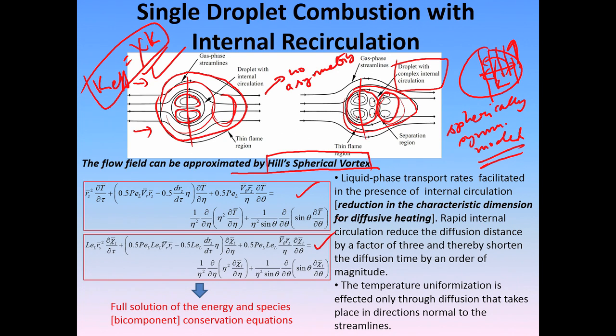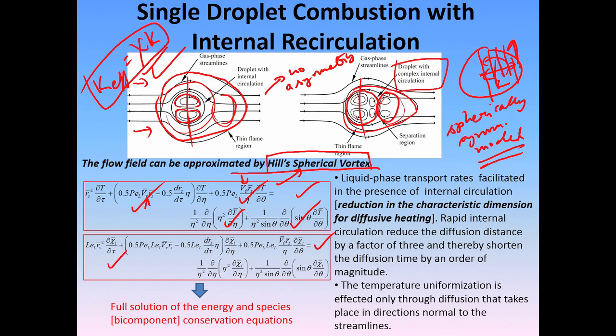Once again, you have seen these two equations earlier. This is basically the heat transport equation, this is basically the species. If it is a bicomponent droplet, that means a fuel and some other component, you have to write it for that fuel component over here, that we did already earlier. You can see that these two are basically the convective derivative, these two are the corresponding diffusion terms, and this Vr and V theta are given by the Hill spherical vortex.